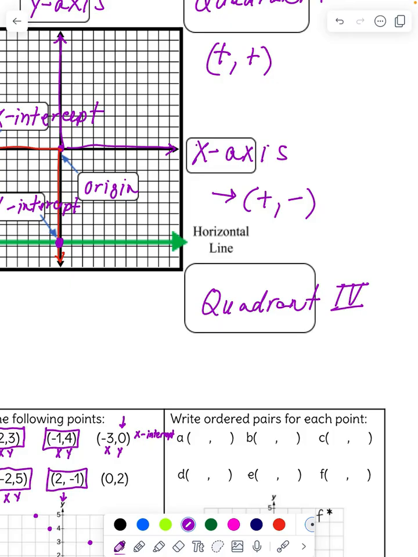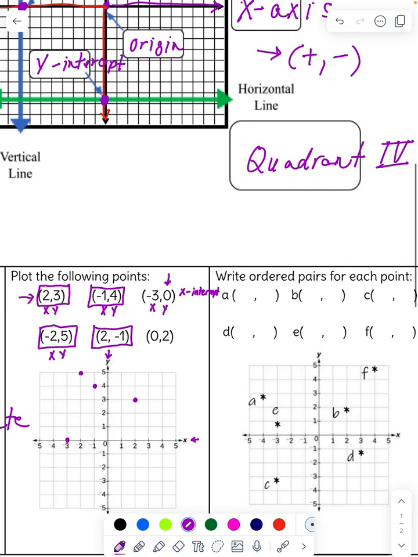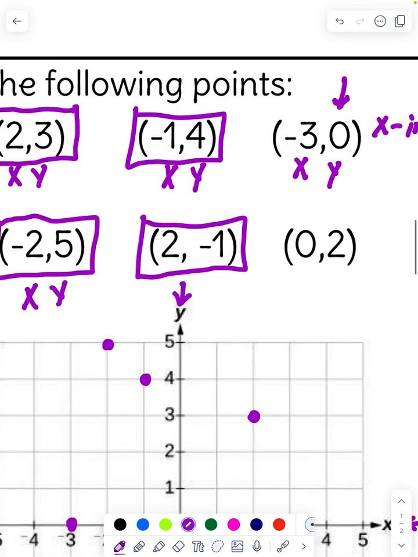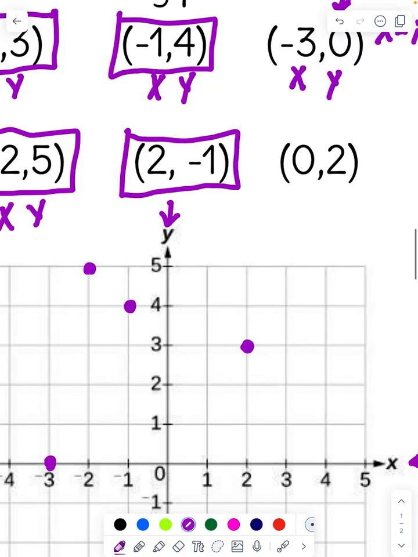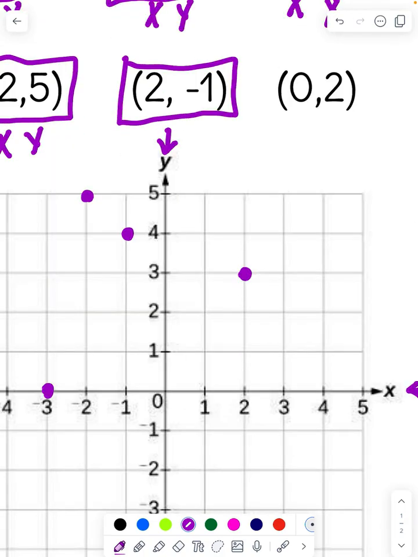All right, so let's graph it. Let's make this bigger again. So 2, -1. It's right there. And this one has a 0 for the x. So I know this one is going to end up being a y-intercept.